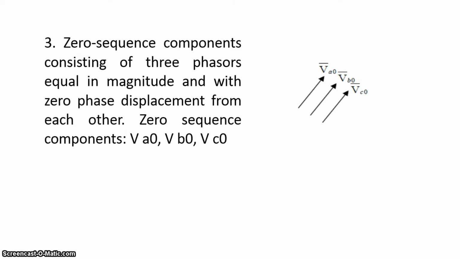The third one is zero sequence components, consisting of three phases equal in magnitude and with zero phase displacement from each other. Zero sequence components, from the figure, are VA0, VB0 and VC0.